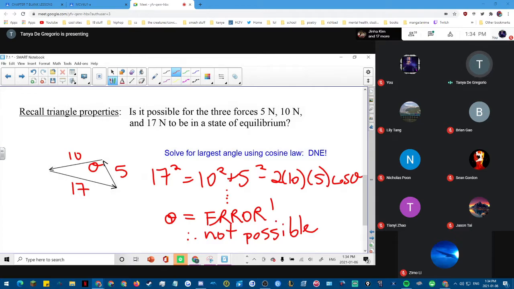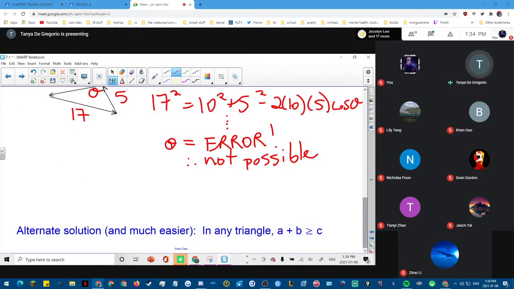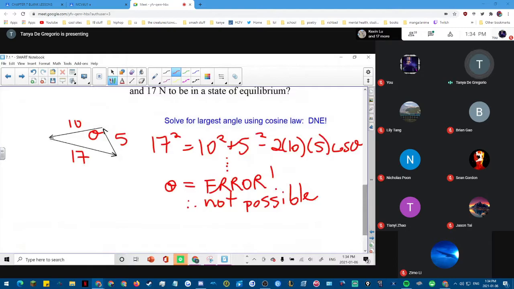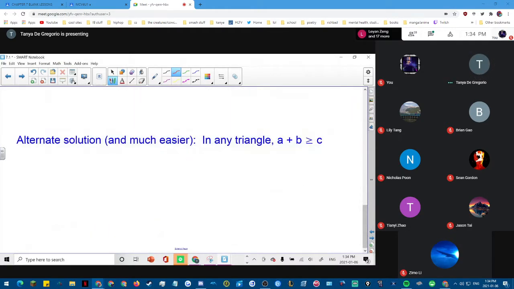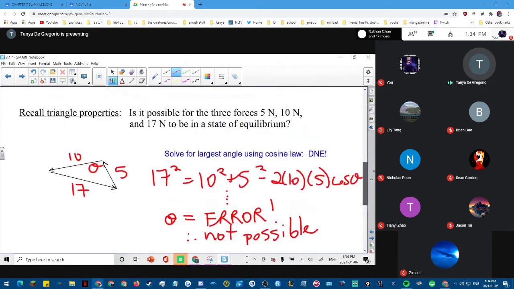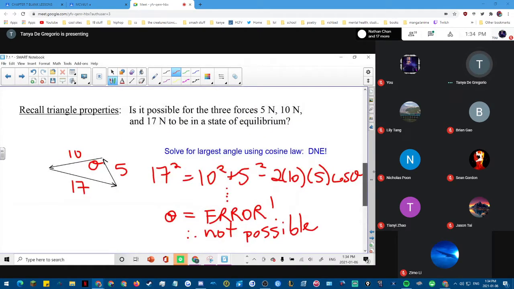Another way you could do this is by realizing that in any triangle, A plus B always has to be greater than or equal to C. And in this case, 10 plus 5 is less than 17. 10 plus 5 has to be greater than or equal to 17, but it's not. So in this type of question, you want to see if it's possible to create the triangle.